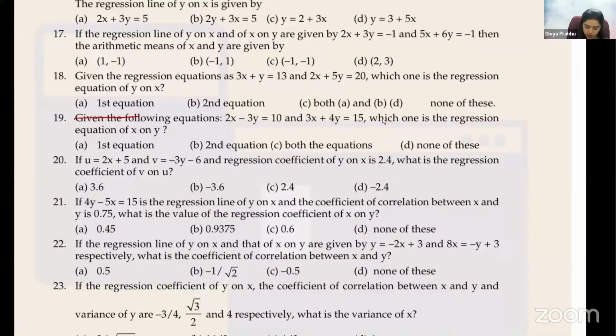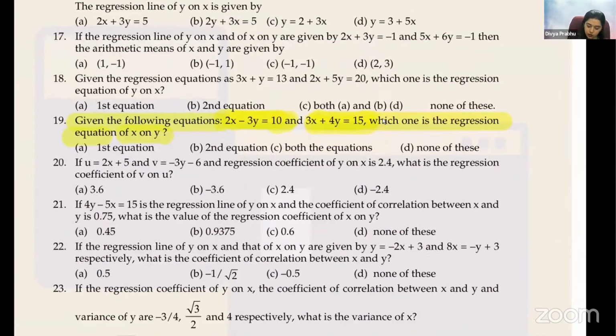Like this, you can see here question number 19. Given the following equations, two equations will be given. They'll ask you which one is the regression equation of x on y. So take one of these equations as x on y, the other one will be y on x. Calculate dxy and dyx. Calculate rxy. If the value of r comes within -1 to +1, your assumption is right. If the value of r comes beyond -1 or beyond +1, then your assumption is wrong. Reverse your assumption, and that will be your right answer.